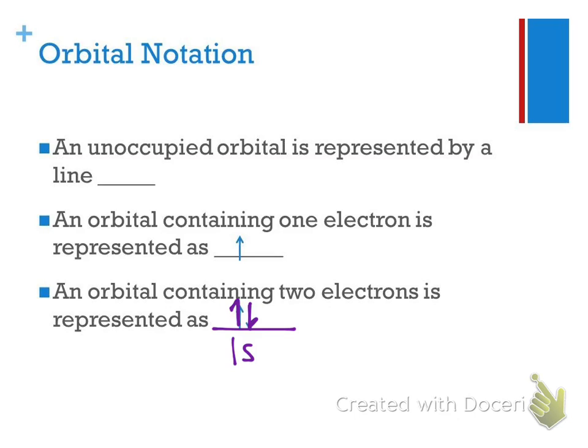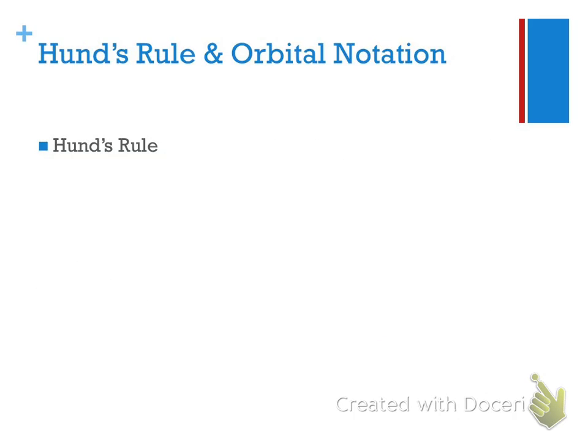So we would never have an orbital that looks like this. And we would never have an orbital that looks like this. Right? These are no good. We've got to have opposite spin states to be contained within an orbital. Okay? How we place electrons into their order and into an orbital follows a rule called Hund's rule.